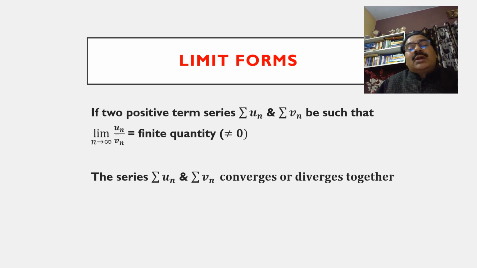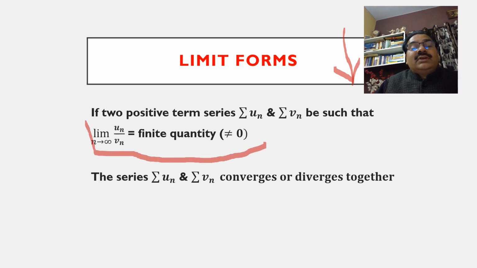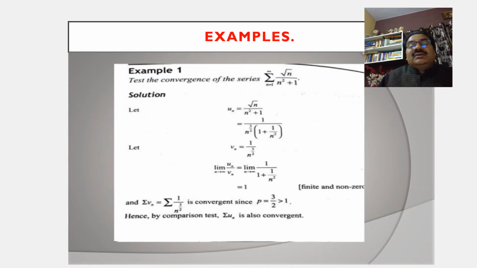Now the most important part is the limit form. The limit form is the most important form. If two positive term series, summation of Un and summation of Vn, are such that, you have to remember this, the limit as n tends to infinity of Un divided by Vn is a finite quantity, that should not be zero, then you can say the series summation of Un and summation of Vn converge or diverge together. If Un converges, then Vn will converge. If Un diverges, then Vn will diverge. So this is the limit form of the series.